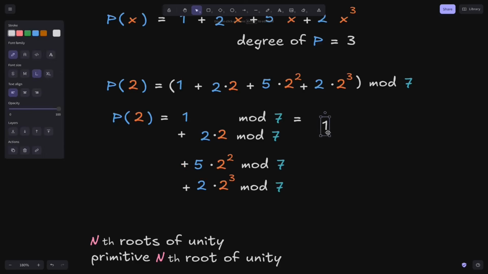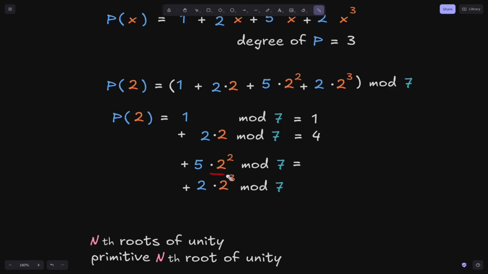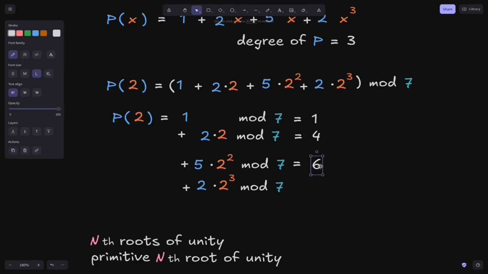1 mod 7 is equal to 1. 2 times 2 mod 7. 2 times 2 is 4, so mod 7 will be equal to 4. 5 multiplied by 2 raised to the power of 2. 2 raised to the power of 2 is 4, multiplied by 5, that's 20. 20 mod 7: 7 times 2 is equal to 14. 20 minus 14 is equal to 6. We'll have a remainder of 6.